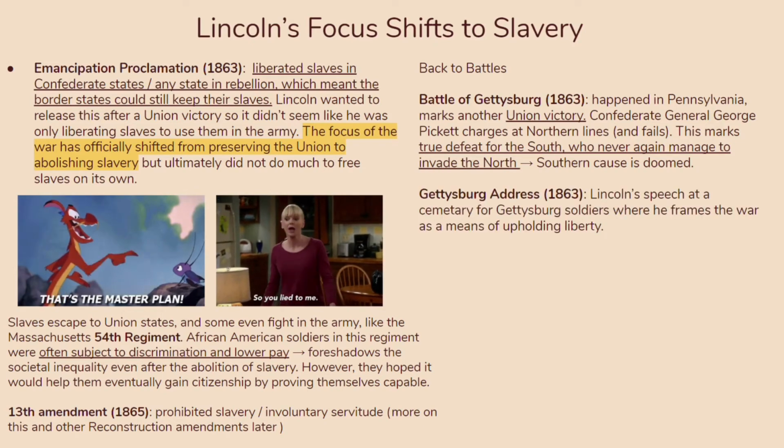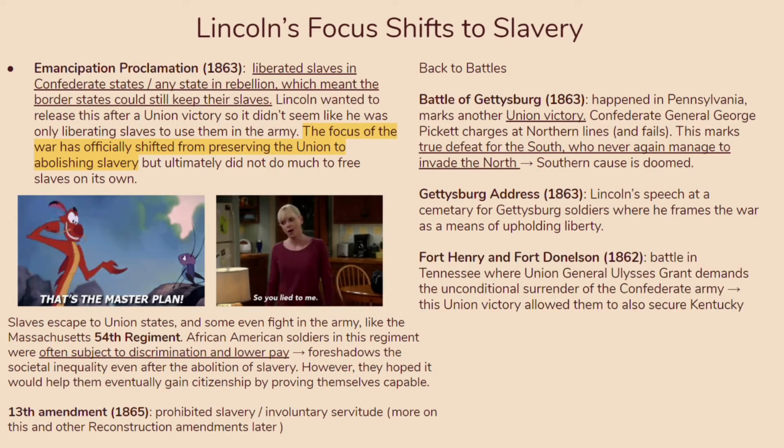Following the Battle of Gettysburg, you have the Gettysburg Address, also in 1863. Lincoln gives a speech at a cemetery for Gettysburg soldiers where he frames the war as a means of upholding liberty. So, in other words, it's not just about abolishing slavery, it's doing what the country was founded upon, liberty and justice for all.